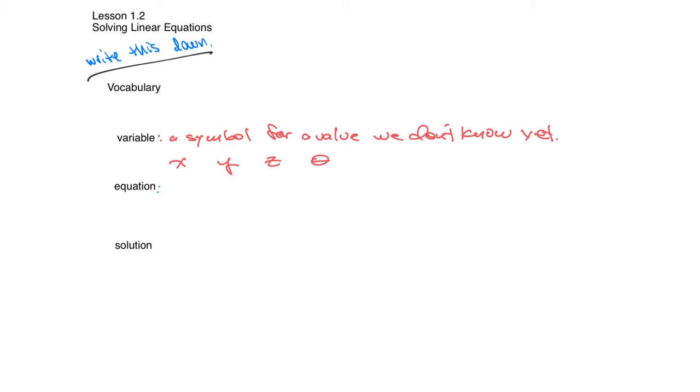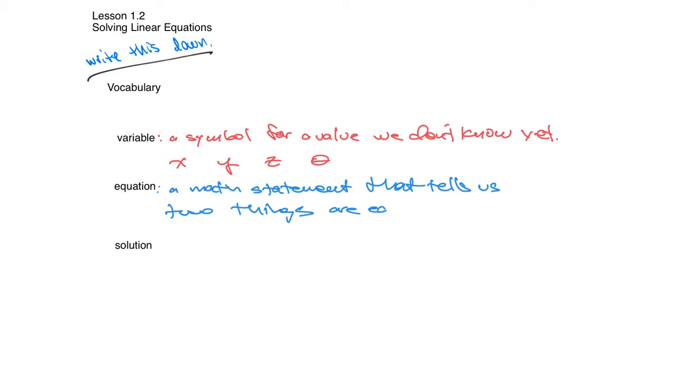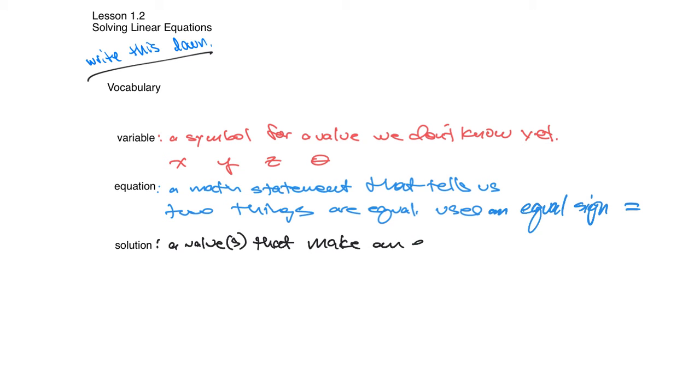An equation is a math statement that tells us two things are equal. It uses an equal sign. Okay? A solution is a value or values that make an equation true.